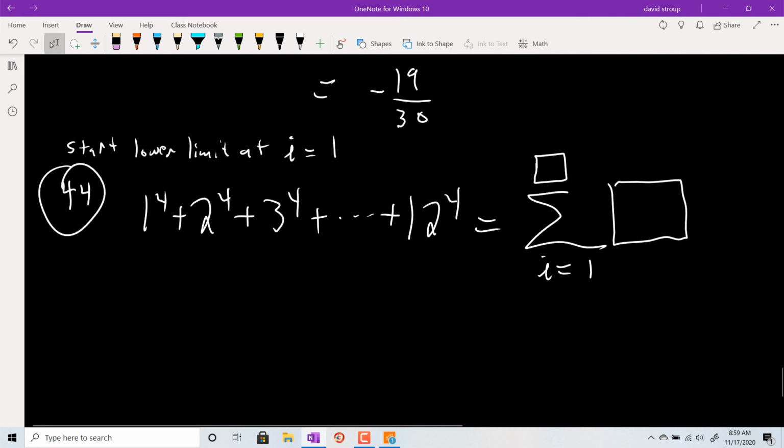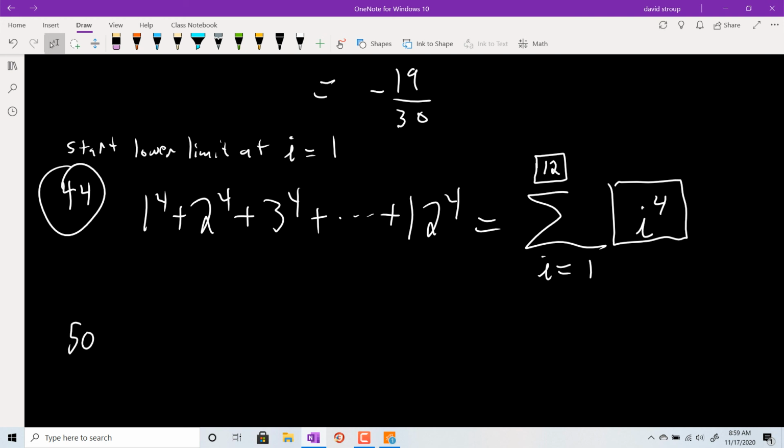Okay, so what goes in the big box? Well, it looks like it's i to the 4th, right? So when i is 1, you get 1 to the 4th. When i is 2, you get 2 to the 4th. When i is 3, you get 3 to the 4th, all the way up to 12, right? When i is 12, you get 12 to the 4th.